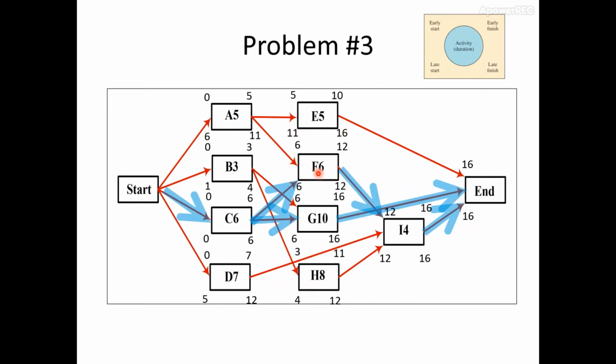And for activity F, the slack is 0, 12 minus 12 and 6 minus 6 is 0, because it's on the critical path. And for activity H, there is a gap between the early finish and late finish. 12 minus 11 and 4 minus 3 is 1, equal to 1. So there is slack on activity H. That's it.